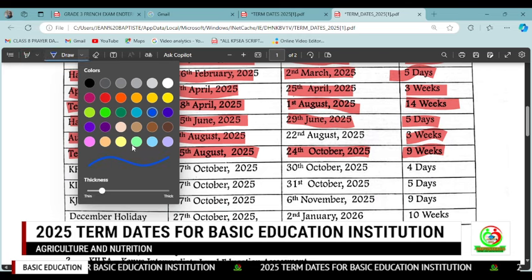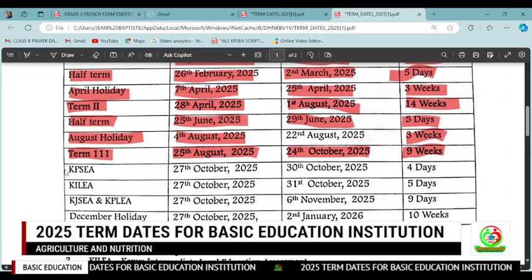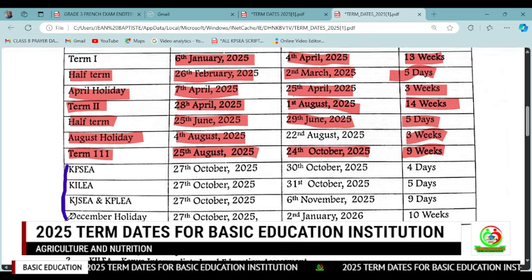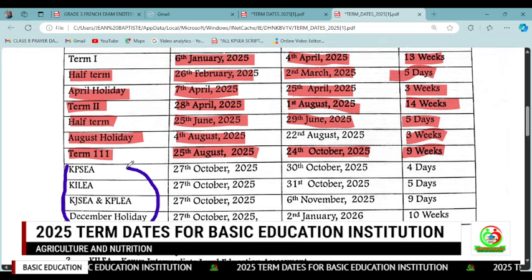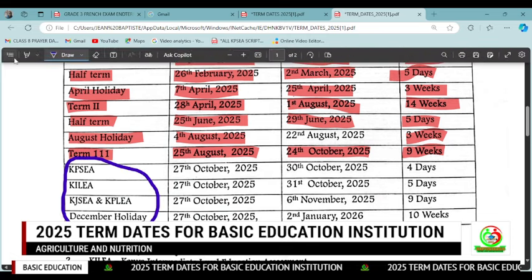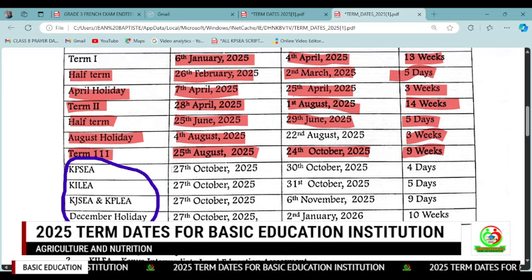The important part that I want to mention here, I want to highlight so that people can see this, are the national examinations that will take place during this period. We shall have KPSEA, which stands for Kenya Primary School Education Assessment, that will start on 27th October up to 30th October 2025, a good 4 days, including the rehearsal.